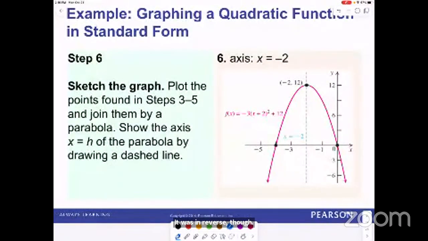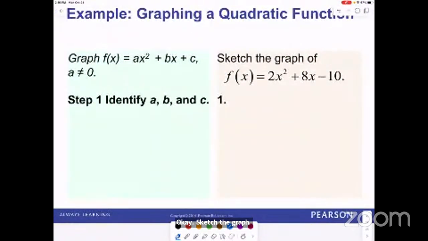Okay. Sketch the graph. Okay. So there's a couple of ways we can go about this. I'm going to just showcase one way that I want you guys to be aware of, but there are easier ways to go about this. But I do want to showcase this.